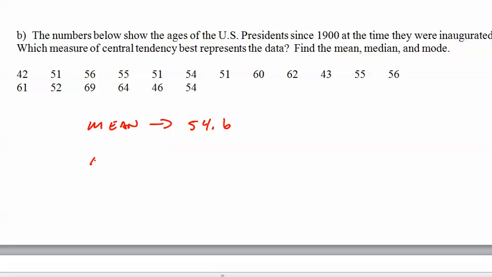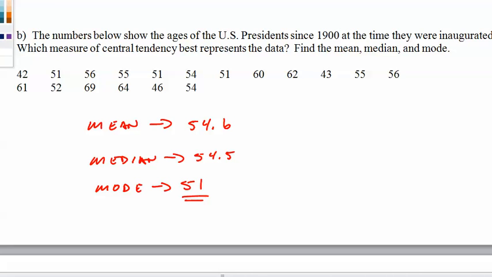The median, there's actually two numbers in the middle. So when you have two numbers in the middle, you have to average them: 54.5. And the mode is 51. So either the mean or the median would probably be your best to represent the data. Mode isn't necessarily the best. But again, it depends on the data. It depends on what you're trying to accomplish.